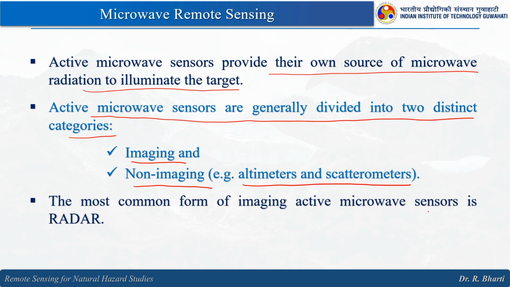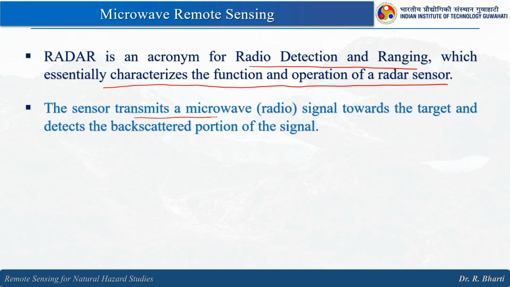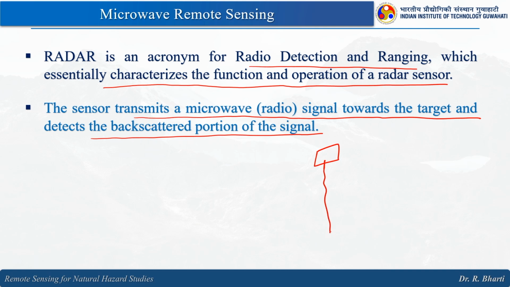For non-imaging, some examples are altimeters and scatterometers. The most common form of imaging active microwave sensor is radar. This is very popular, right. Radar is an acronym for radio detection and ranging, which essentially characterizes the function and operation of a radar sensor. The sensor transmits a microwave radio signal towards the target and detects the backscattered portion of the signal. So, here suppose this is a source. The sensor will emit the signal, it will reach the target, and then the backscattered portion of the signal will be recorded here, right.